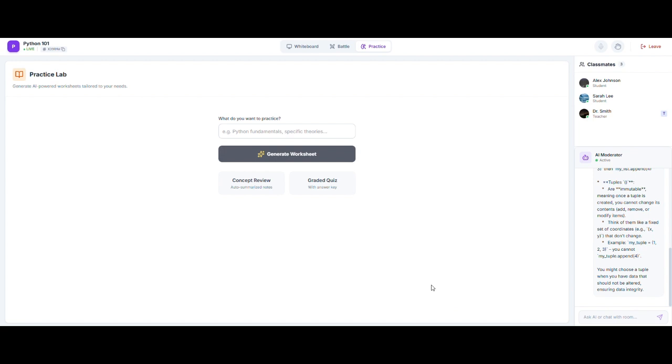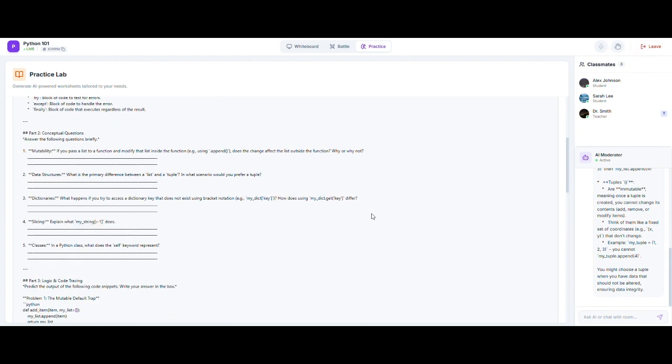Next, instant practice sheets. AI creates chapter-wise worksheets, auto-grades answers, and provides solutions on demand. And we can download it also.